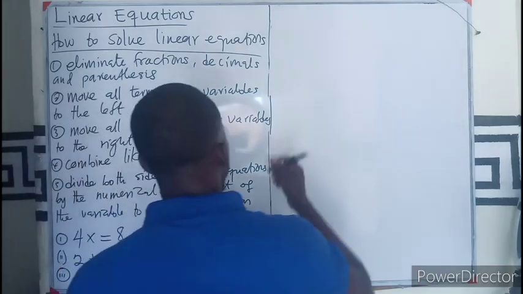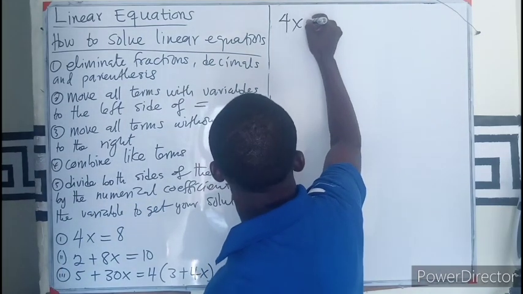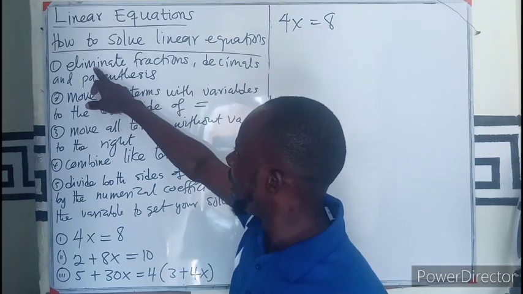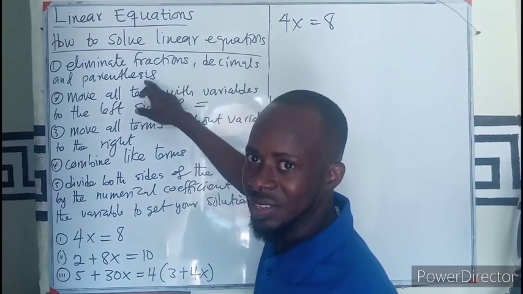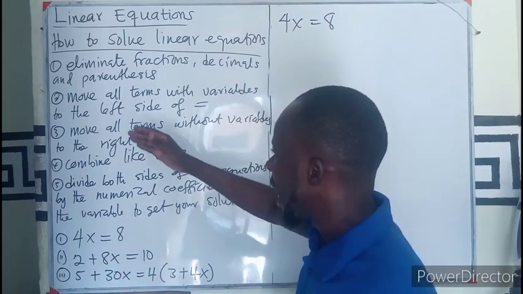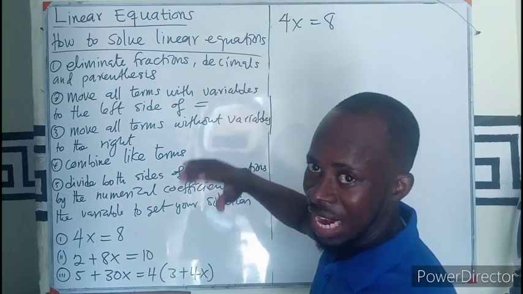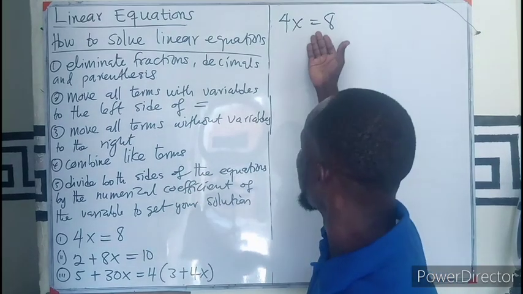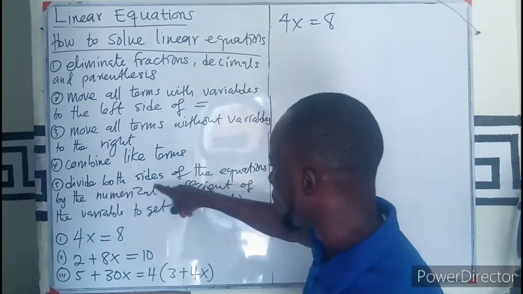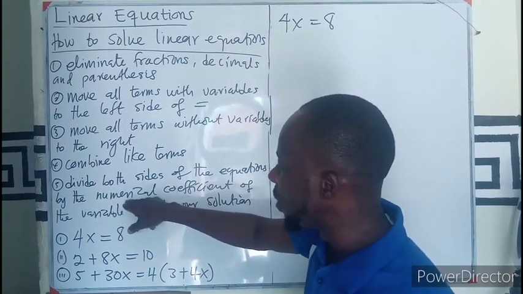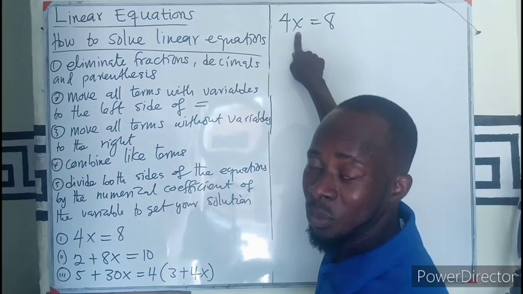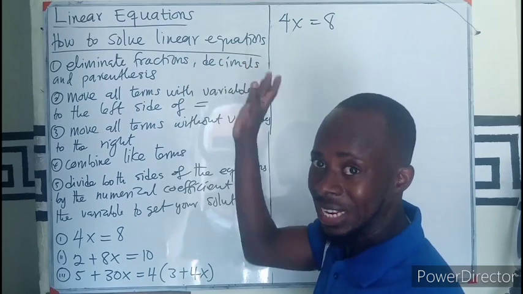So number 1, we have 4x equals 8. You can see in this case, elimination of fraction, decimal, or parentheses cannot work because there is no fraction. So I leave it aside. I think of bringing the variables to the left, constant to the right, which is already in that form. So the next thing to do is to divide both sides of the equation by the numerical coefficient of the variable. Which number is coming in front of the variable? 4. So divide both sides.